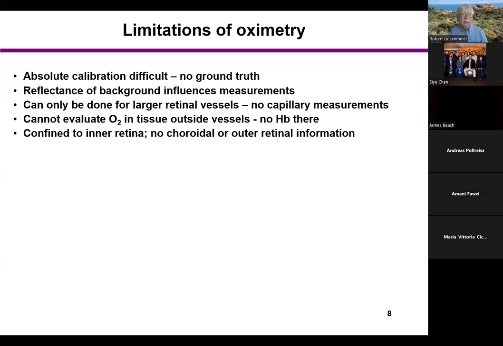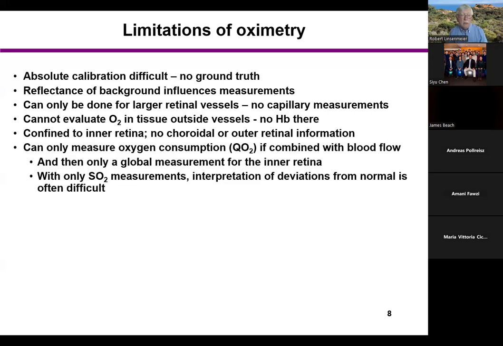Of course, it's also confined to the inner retina where the retinal circulation is, so you get no information about the choroid or the outer retina. And you can measure oxygen consumption by using oximetry if you combine it with blood flow. And there have been a few studies that have now done that. But even when you do that, you get only the global measurement for the entire inner retina. And as I showed you with hyperoxia, with only saturation measurements, interpretations of deviations from normal can be complicated unless you know something else about the system.